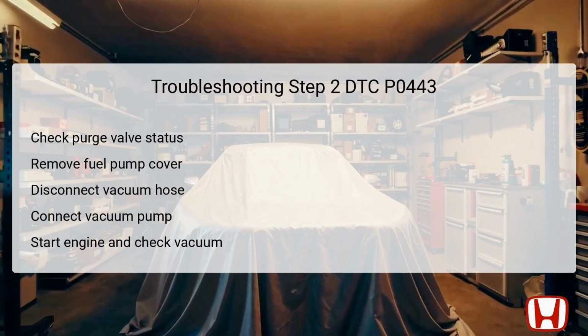Disconnect the vacuum hose from the EVAP Canister Purge valve. This valve is essential as it facilitates the correct flow of vapors within the EVAP system. Next, connect a vacuum pump or gauge to the valve to check for vacuum when the engine is running. By starting the engine and allowing it to idle, you can assess whether the vacuum is present.